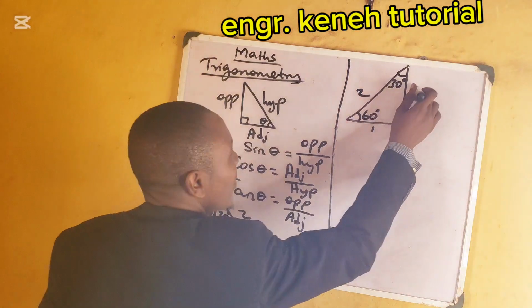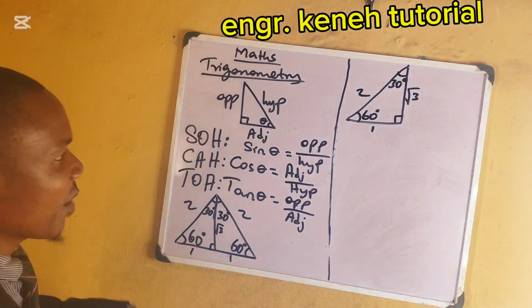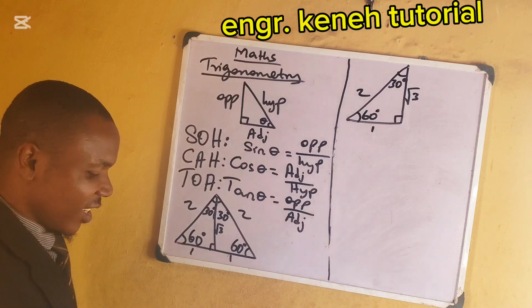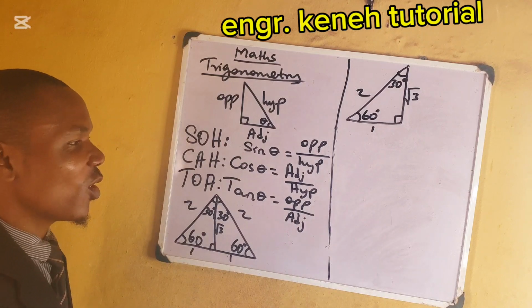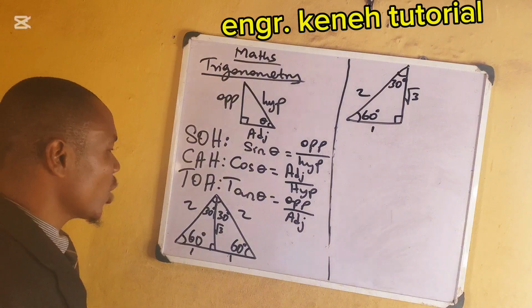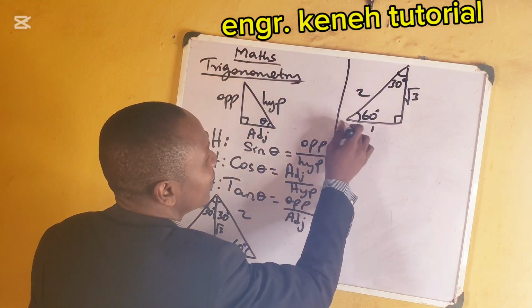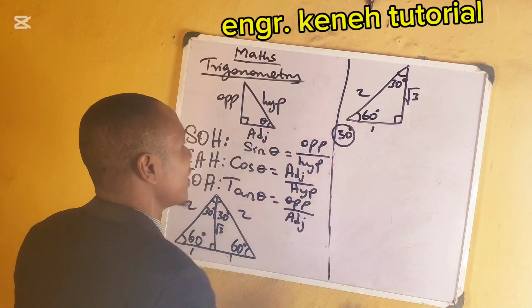So that means that here we have it to be root 3. So if you are able to draw this, that means that you can easily generate the cos, sine, and tan of 30 degrees and 60 degrees. So we have something like this. So let us start with angle 30 degrees. We have 30 degrees like this. Can you see that? 30 degrees.